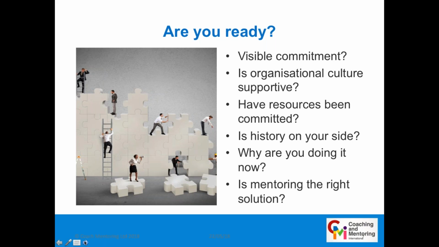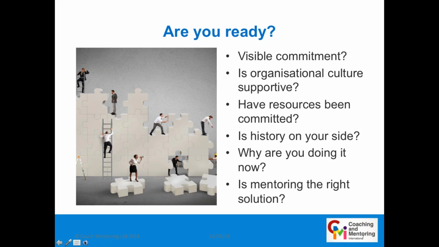You know, have you really got visible commitment from people? Are people really honest about wanting a program? And is the culture supportive? And you may need to dig down a little more deeply to think about what could get in the way there and actually support these developmental dialogues.